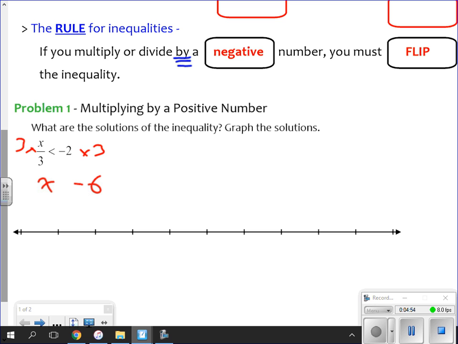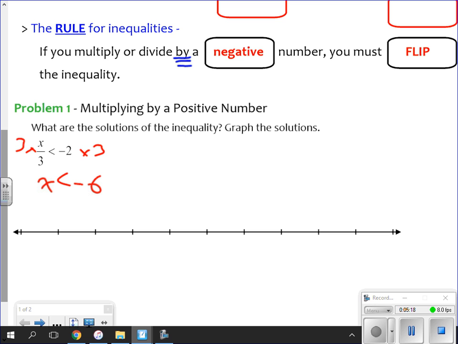Do I flip the inequality? No, because the thing I did to both sides was positive, so the inequality does not flip. The 3 on both sides, what I did to both sides, not the original equation, is what I did to the equation by multiplying by 3. That number's positive, it doesn't flip.